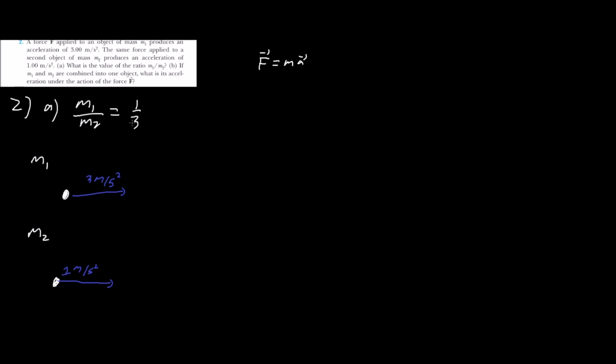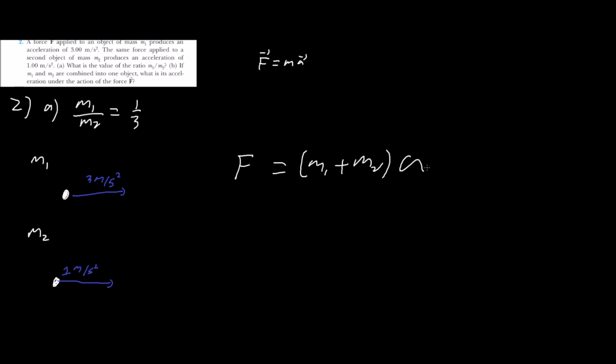Now the question for part B: if m1 and m2 are combined into one object, what is its acceleration under the action of the force? All right, how do we even... Well, let's just think of this logically here. We know that F, whatever that force is, is going to be (m1 plus m2) times a. There's apparently 3 unknowns here. All right, so I don't even know how to solve this. I know I solved this before.